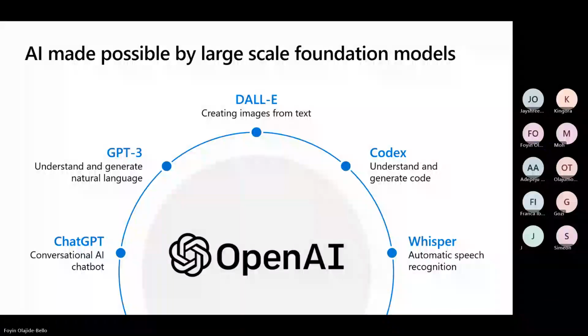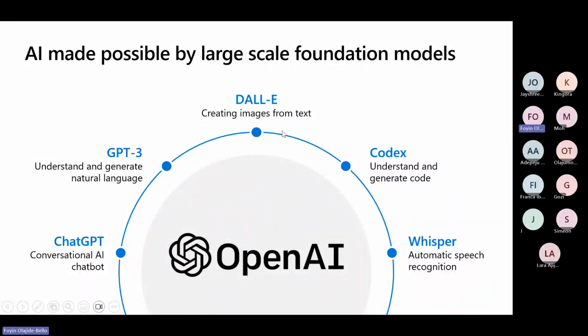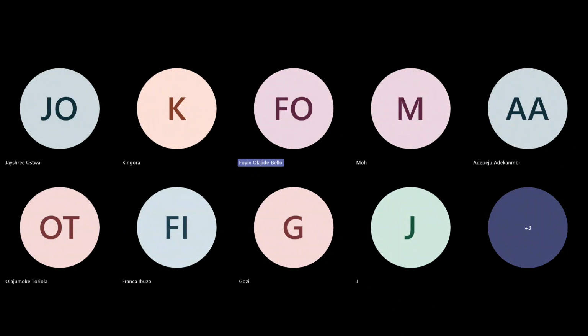Okay, so there are lots of large language models out there, and this just shows you an example. Most of us are familiar with ChatGPT. There's also GPT-3. There's DALL-E for images from text. There's also Codex that helps to understand and generate code. And there's Whisper that does automatic speech recognition. These are just some examples of large-scale foundation models that OpenAI enhances.